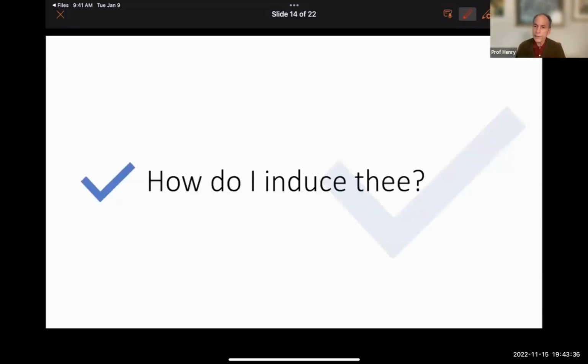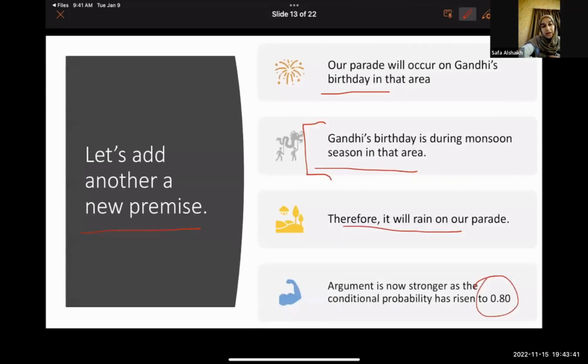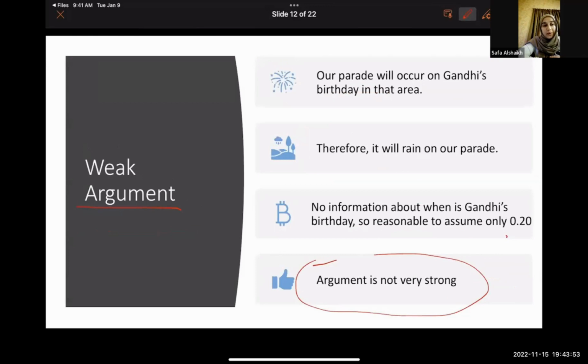Yeah, what if we add, therefore, it will be most likely it will rain on our parade? It will be stronger than the first one. Well, what was the first one? Without just saying, therefore, it will rain on our parade, it will be a weak argument. But if we add, therefore, it will be most likely it will rain, adding most likely, it will be stronger than this one, but still it will be weak, but stronger than this.